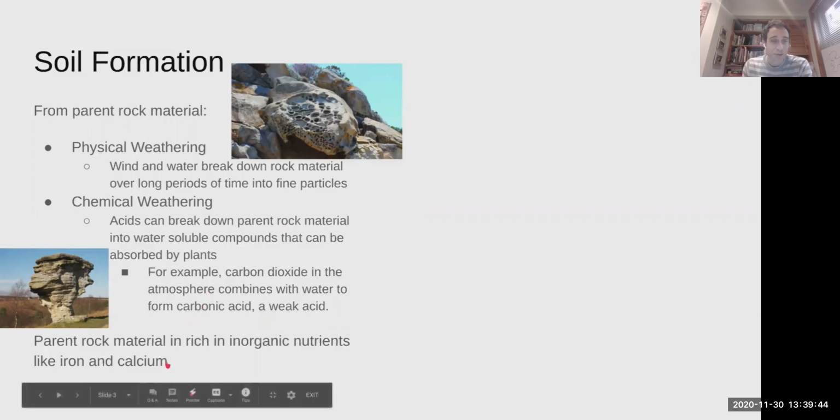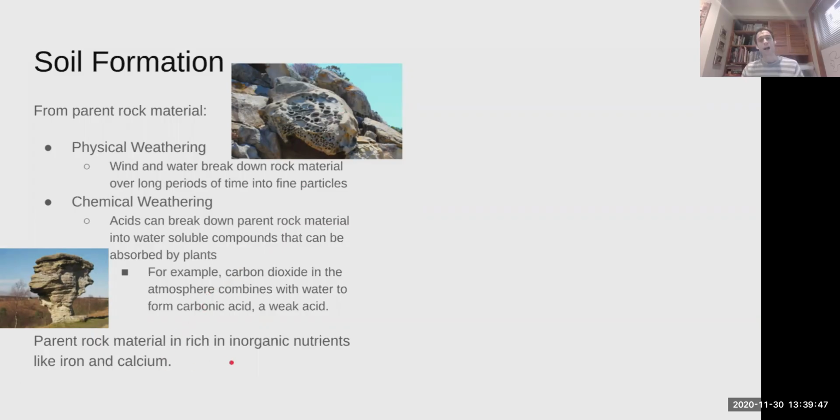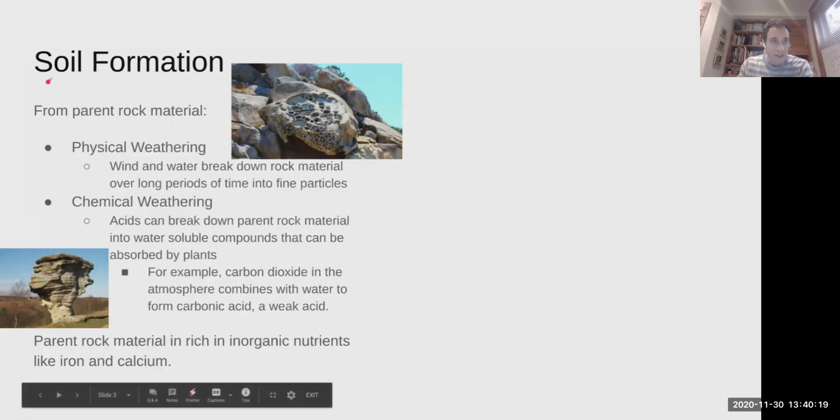The reason this is generally very important is because that parent rock material is very rich in inorganic nutrients, those earth metals. If you think of the periodic table, think of the metals. I've mentioned iron and calcium as examples of that. That would also be true of sodium and magnesium. Parent rock material has these minerals in it, and they need to be released into the soil so that they can become accessible to plants to promote plant growth. So that's one component, our parent rock material.